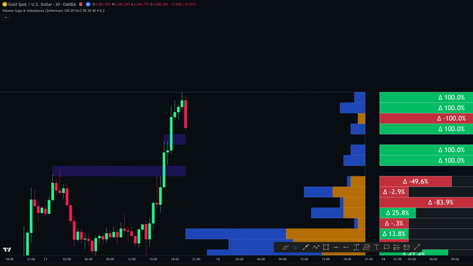So, for a buy trade, you want to firstly actually see this purple true volume gap being created over here. This is basically an inefficiency in price.